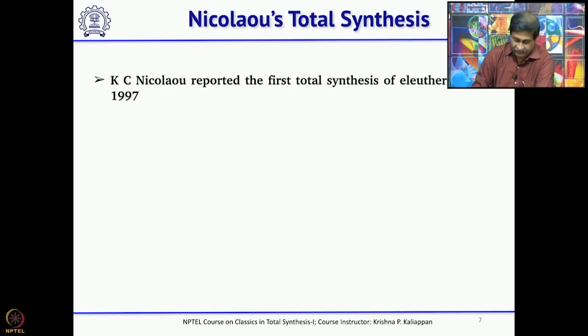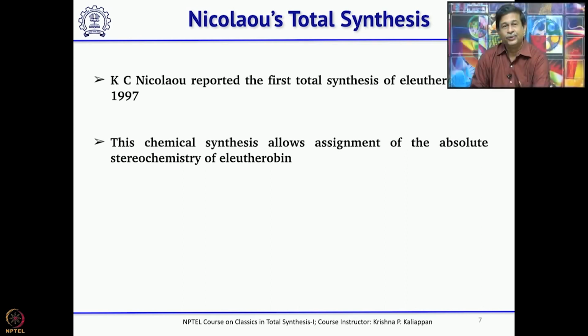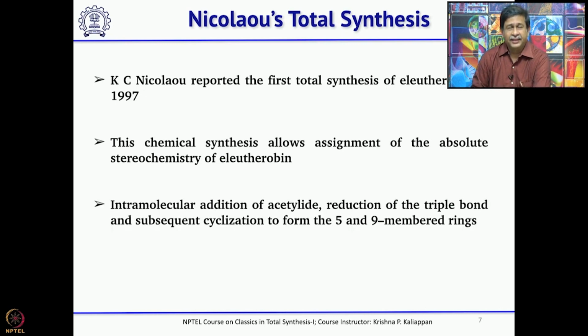And Nicolaou was the first one to report the total synthesis in 1997, and of course, as I mentioned, one of the major issues was to assign the absolute configuration of eleutherobin. So, he could successfully assign the absolute configuration based on the starting material which he used, and then further stereochemical elaboration. And the key reaction in the synthesis of eleutherobin was an intramolecular addition of lithium acetylide to an alpha beta unsaturated aldehyde.